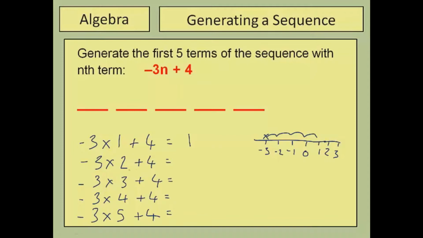So you're going to start at minus 6 on your number line, then go in the positive direction 4, you'll end up at minus 2. And then this one here, minus 3 times 3 is minus 9, plus 4 is minus 5. This one, minus 3 times 4 is minus 12, plus 4 is minus 8. And this one, minus 3 times 5, it's minus 15, plus 4 gives you minus 11. So this sequence goes 1, minus 2, minus 5, minus 8, and minus 11.